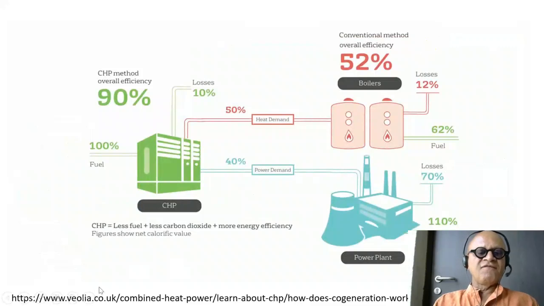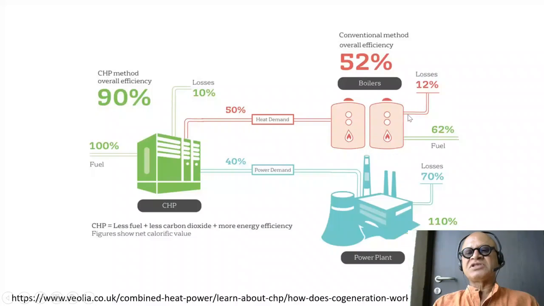So here is a figure from Veolia in the UK, which is talking about the combined heat and power method with overall efficiency of 90%. So you have 100% fuel coming in, and there are losses of 10%. You are meeting 50% of the power, and with the other 50% you're meeting heat demands, which has a 12% loss in terms of the conventional method with the overall efficiency of boilers at 52%. I won't go into the details. I'm just trying to add this information which is not in the chapter. So there is fuel added there as well.